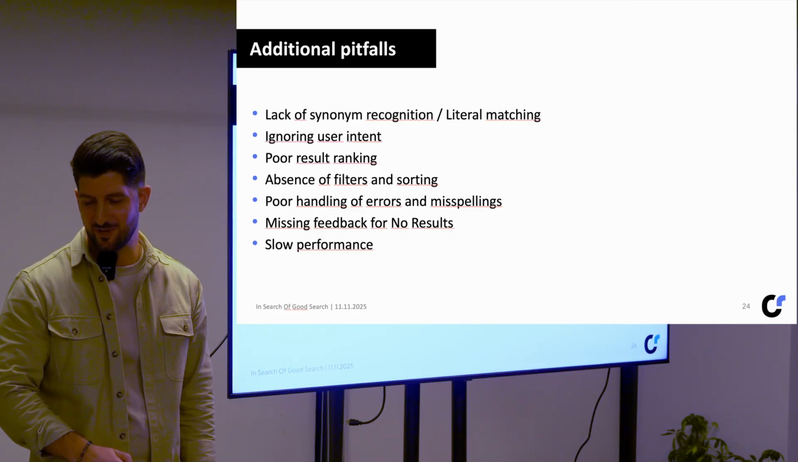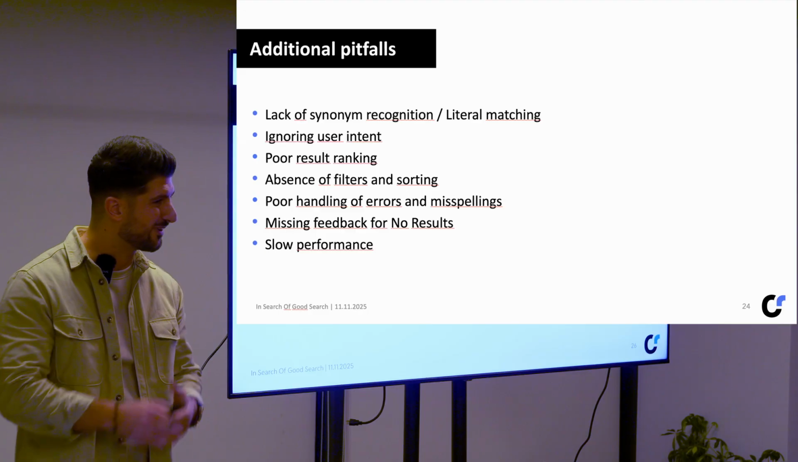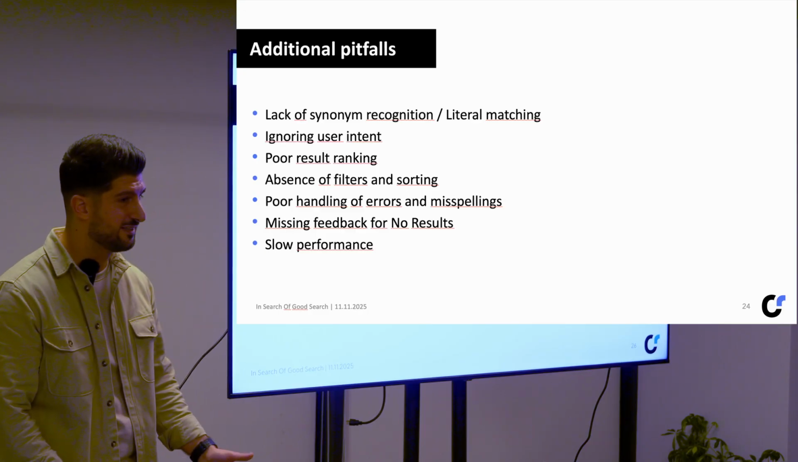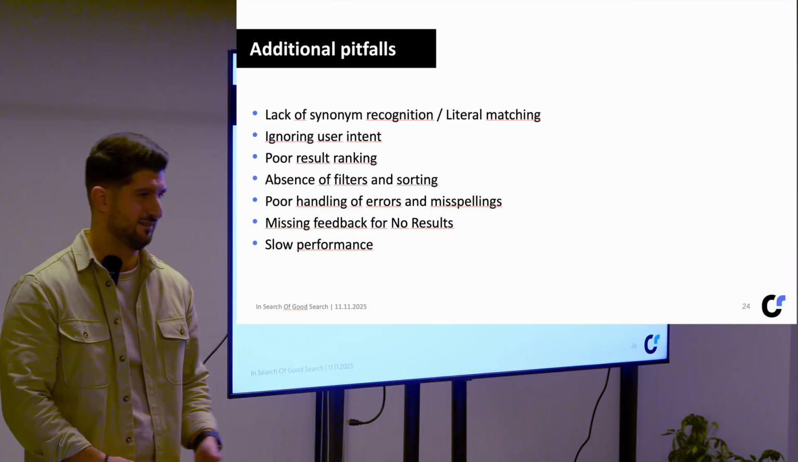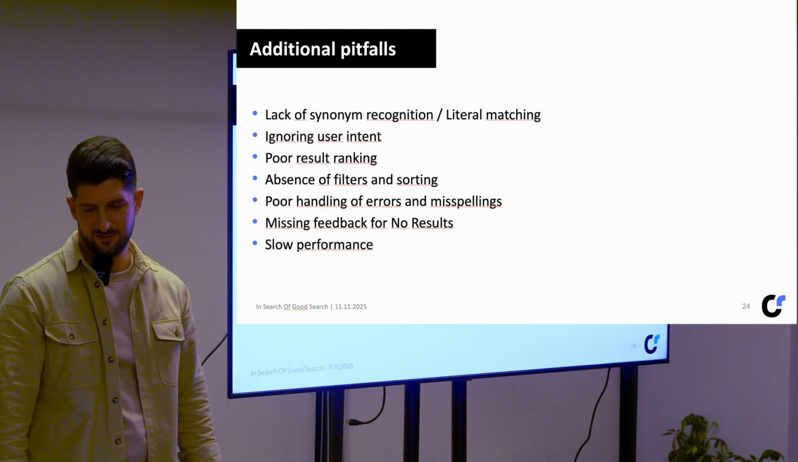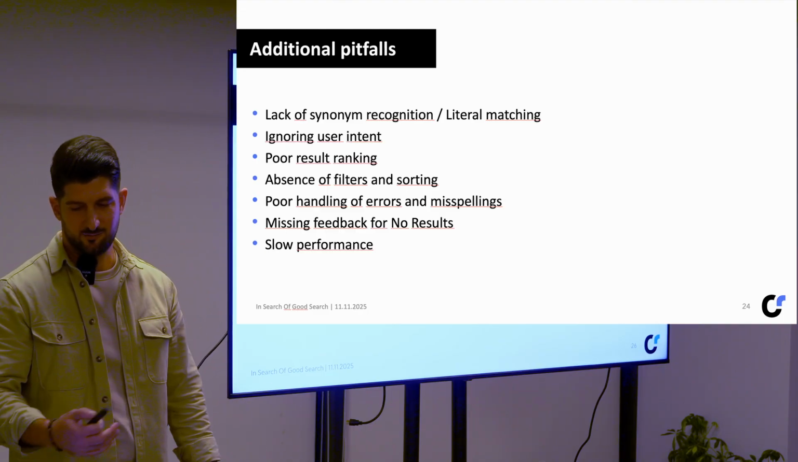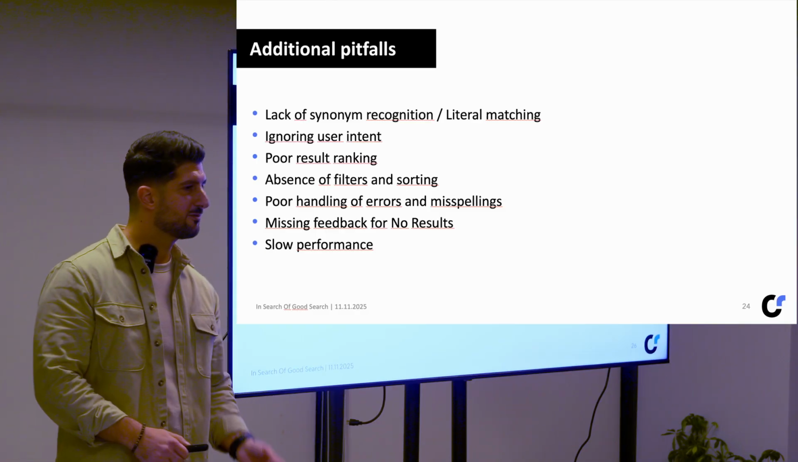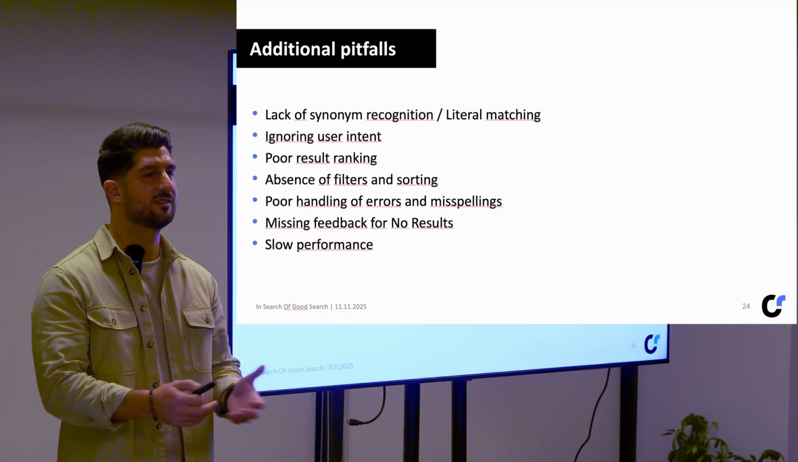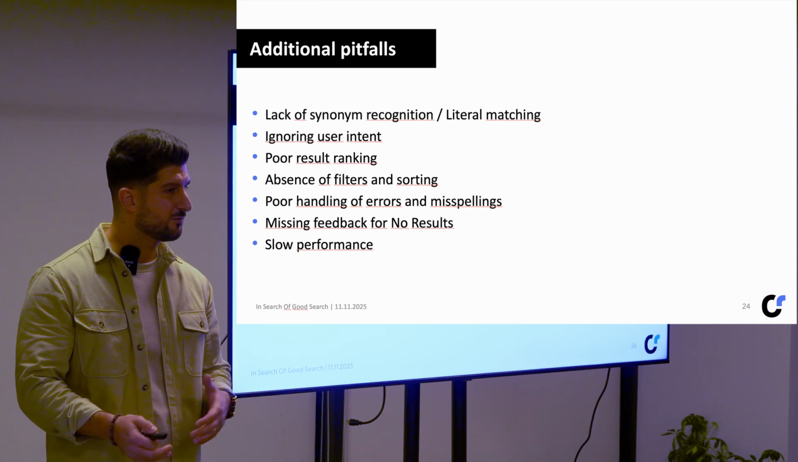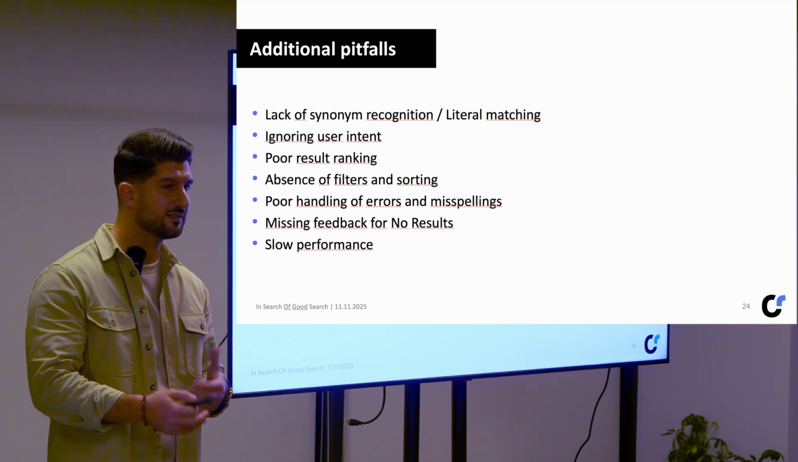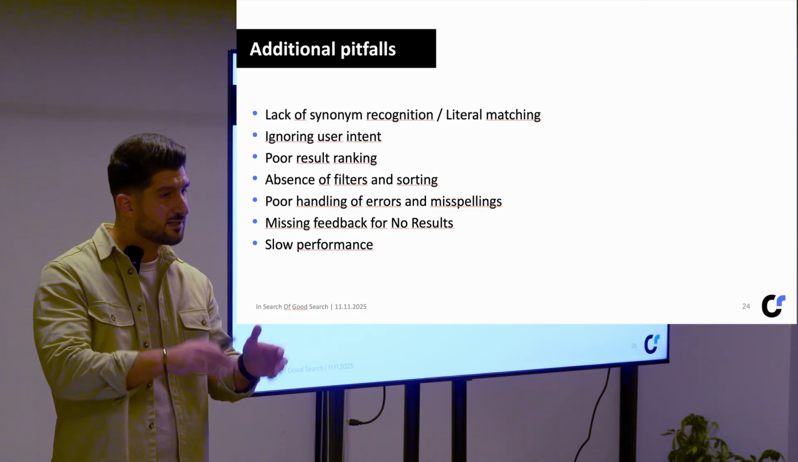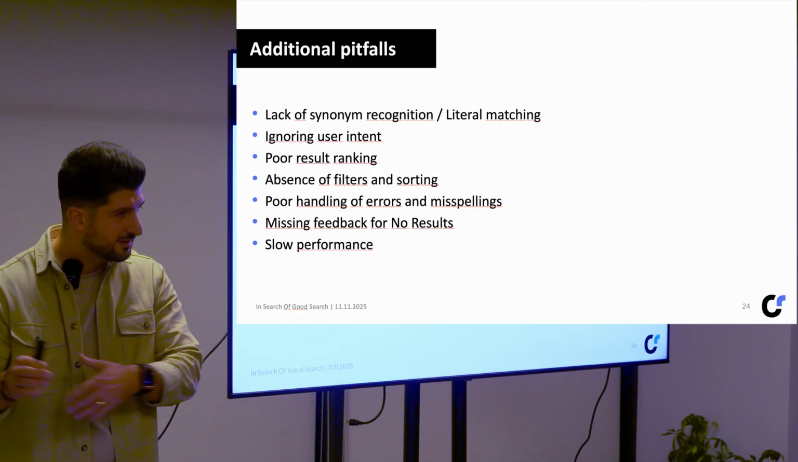Or poor result ranking, like the example shown before, when you have no relevance in the list. Or the absence of filters and sorting. This is a must. Filters and sorting is a must. And then one pitfall would also be poor handling of errors and misspellings. Like when you have one typo and you get 0 results, a better thing would be either to recognize this or to offer you, did you maybe mean X, Y, Z instead of ABC?